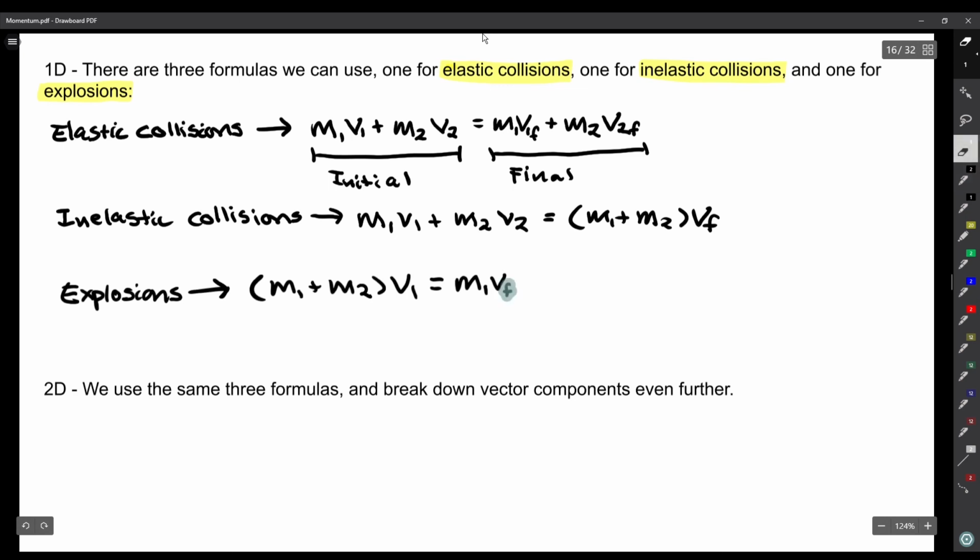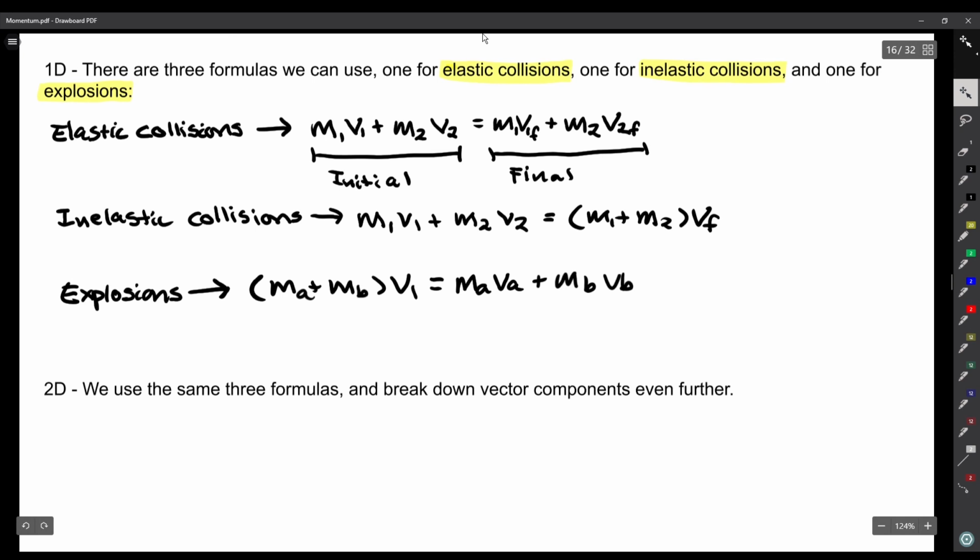So we can actually call this V1. Don't call this V1F. Actually, I'm going to give this a better variable. Let's go with MA VA. And we'll change these to A and B so we don't get it confused, plus MB VB. Perfect. Now, these are for 1D collisions. We'll picture that real soon.